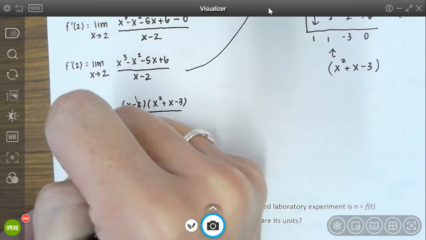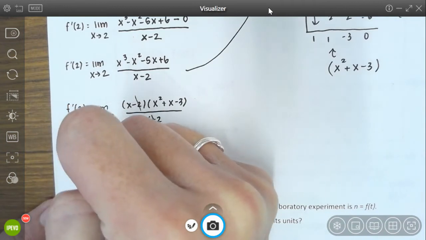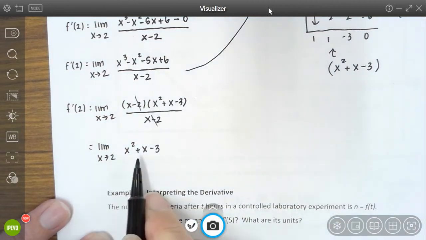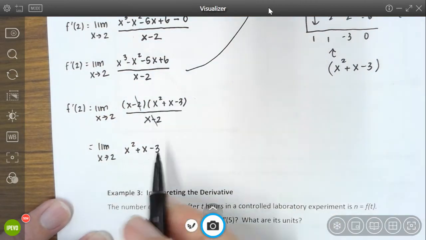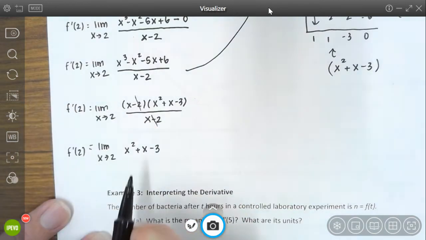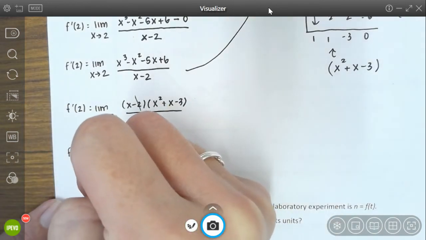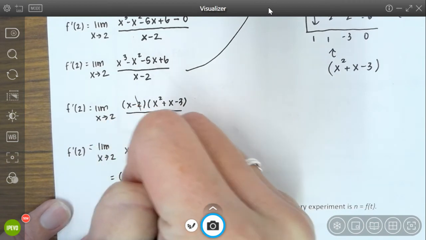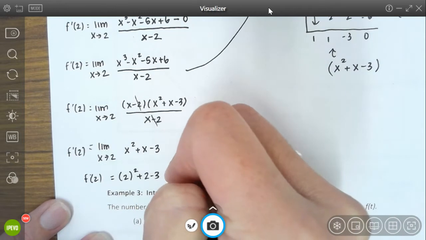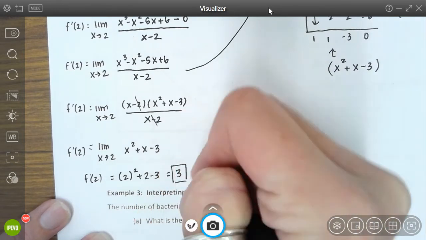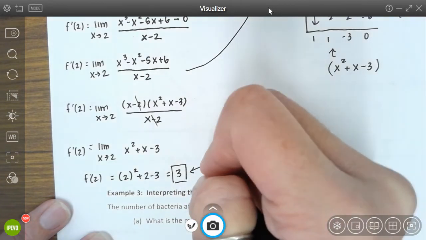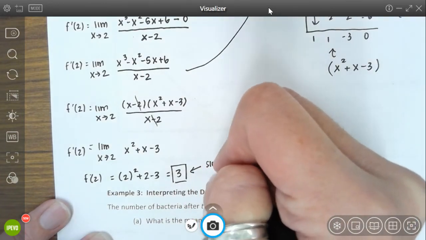So I'm left with the limit as x is approaching 2 of x squared plus x minus 3, which at this point, if I substitute in using direct substitution, is going to get me a value. It's not going to give me any undefined anywhere, so I'm going to go ahead and do that. So 2 squared plus 2 minus 3 is equal to 3, which, as we were saying in the last problem, once we get this thing at the end, that is representing the slope of our tangent line.